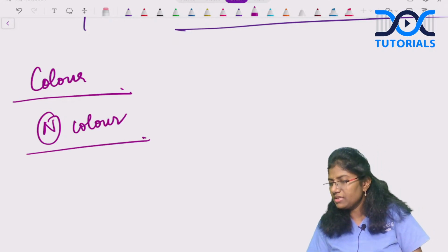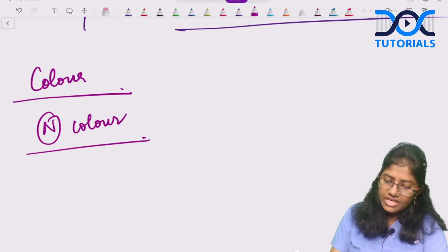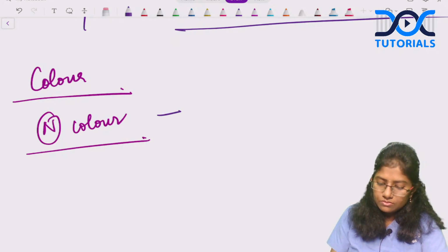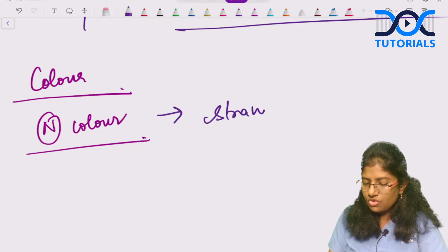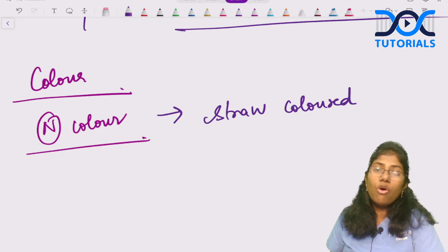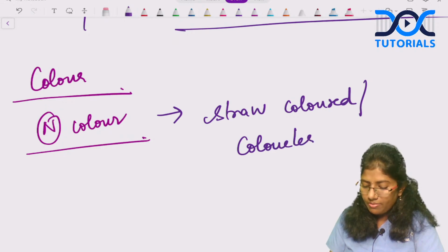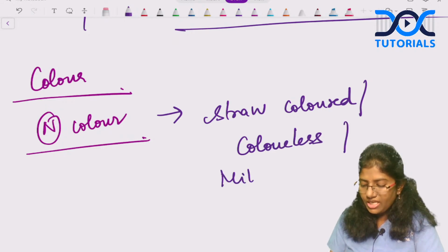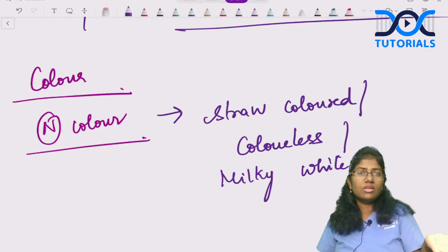Normal color? What is the normal color? It is straw colored. Okay, straw colored, pale yellow or colorless, or milky white. All of these are correct. It can either be straw colored, colorless, or milky white. All these are different variants of a normal liquor.